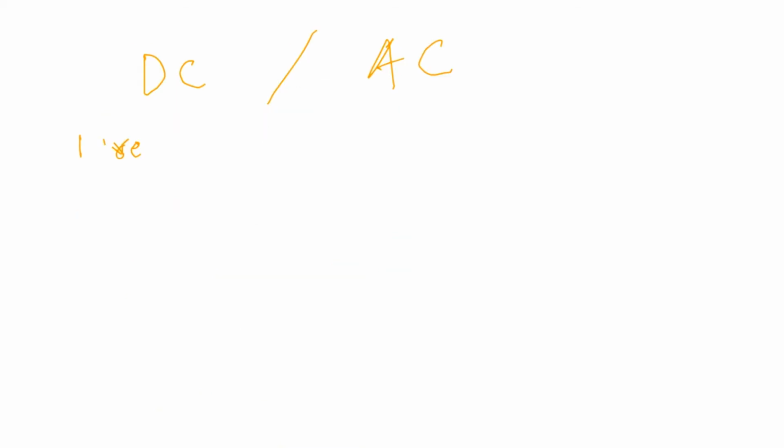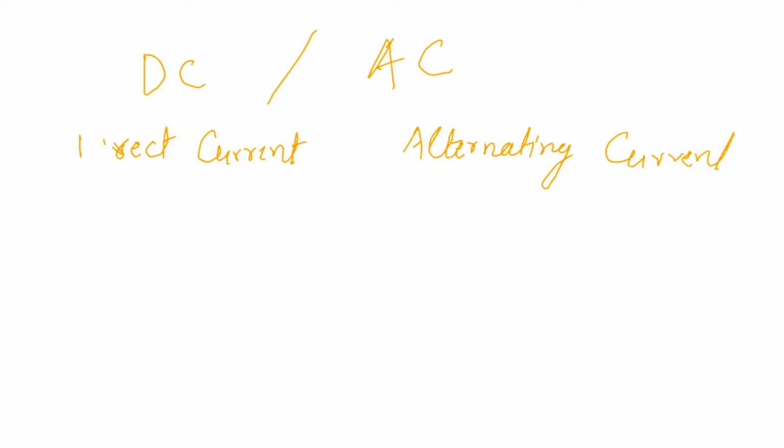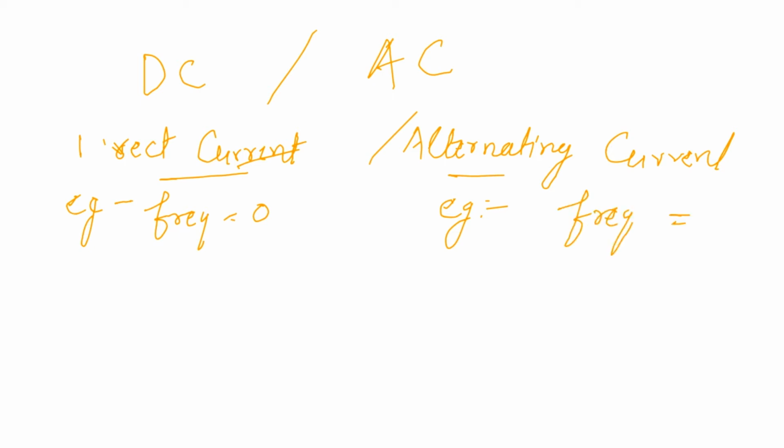This is direct current, or DC, and AC is alternating current. What is the difference between direct current and alternating current? The first difference is that direct current has frequency equal to 0, whereas alternating current has some frequency. In India, we use 50 hertz frequency for alternating current. Clear? What is the next difference?